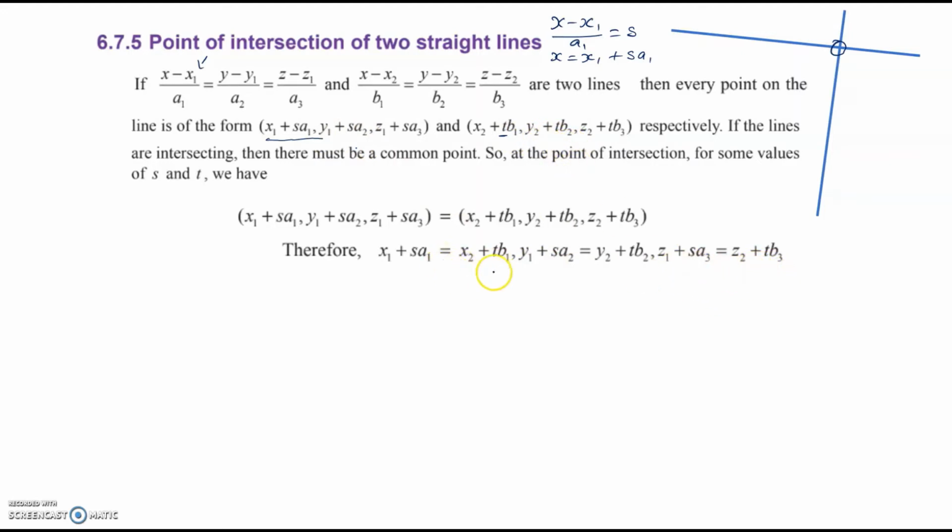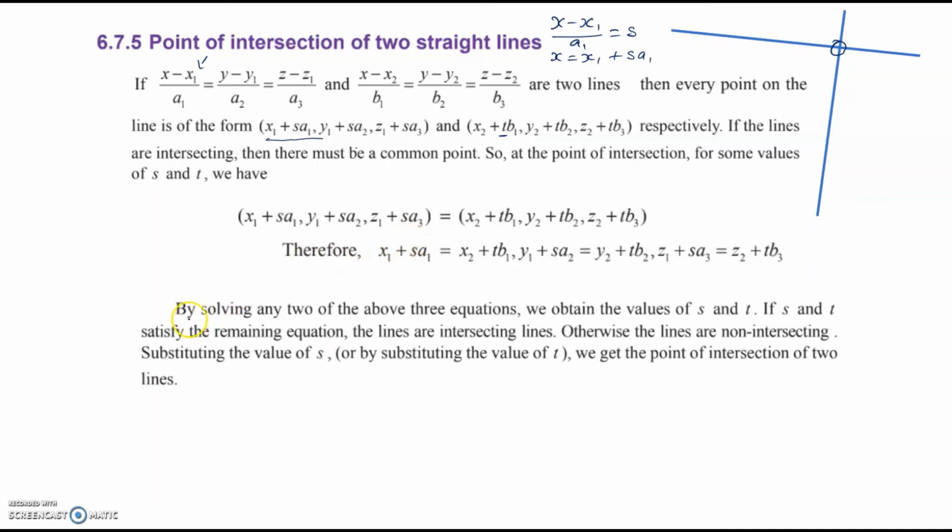So once we have these three equations, you have now s and t as the variables. If you're able to use the first equation and the second equation here and solve for s and t, then we can substitute that value of s and t into the third equation here, and if this is satisfied, then the result that you get is going to be your x, y and z.